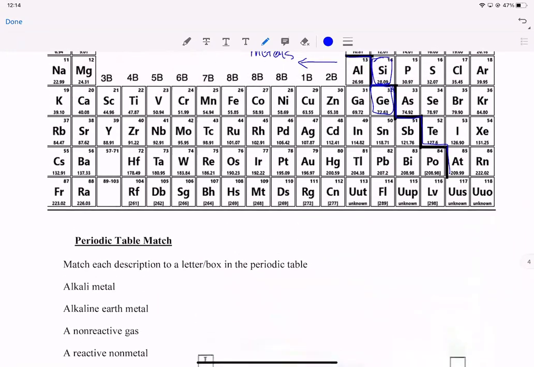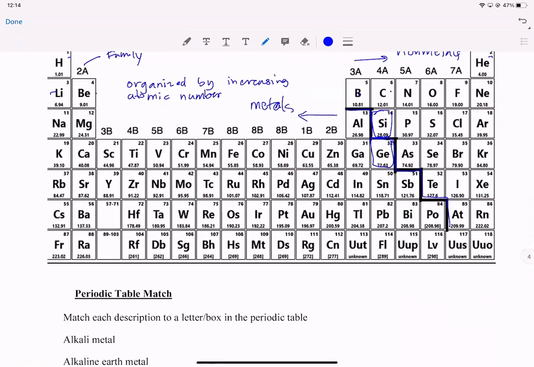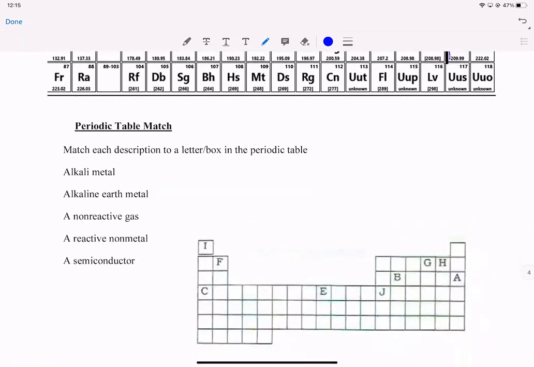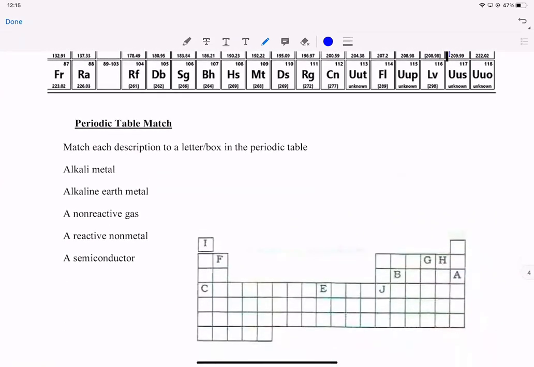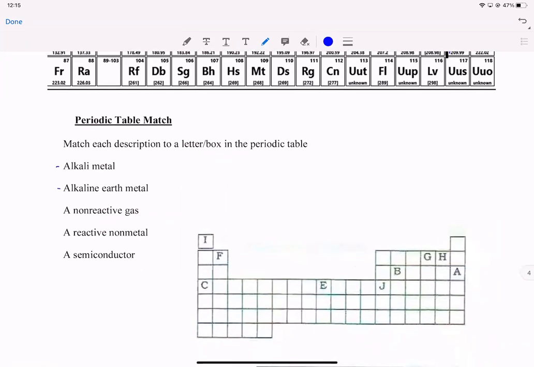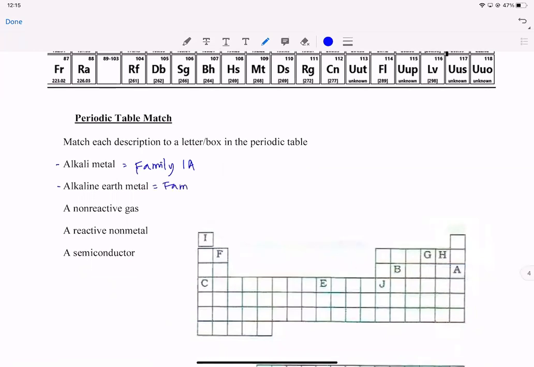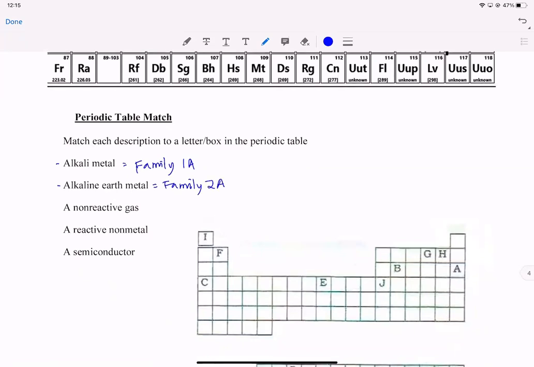Okay, and so I don't think I got to this part yet. I have not yet gotten to this part, where we name the elements as families. So this I'll get to. The alkali metals are in family 1A. Everything in family 1A is called an alkali metal, and everything in family 2A is called an alkaline earth metal.